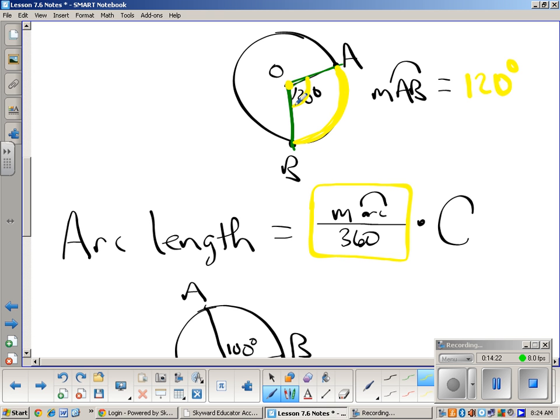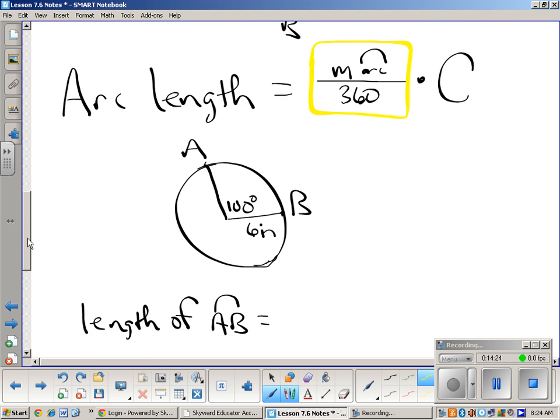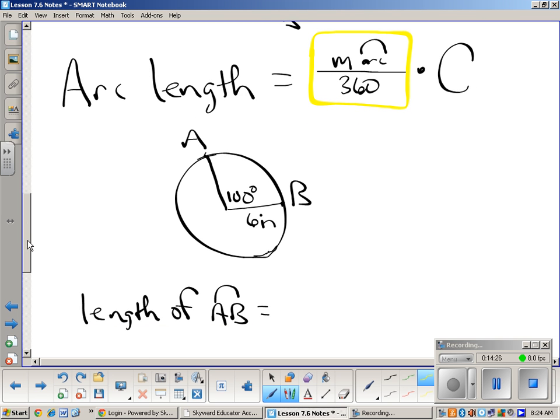So in this example here, the measure of the arc AB is what? 100 divided by 360. So 100 over 360 gives me the ratio of the circle I'm looking at. If I want, I can make those numbers smaller by dividing by 10. Just get 10 over 36. Times the circumference of the whole circle.